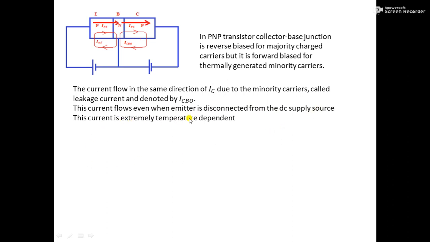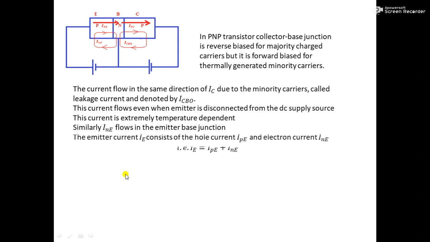This current is extremely temperature dependent, as the carriers are thermally generated. Similarly, INE flows in the emitter base junction. So this is INE, which is flowing in the emitter base junction. This is due to the electrons present in the base region flowing from base to the emitter region, and correspondingly the current is flowing from emitter to base.